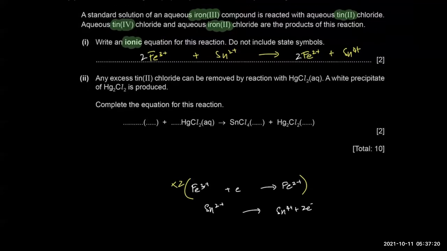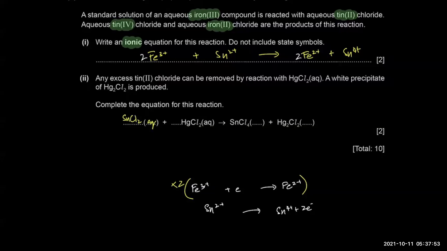All right. Any excess tin 2 chloride can be removed by the reaction with HgCl2. A white precipitate of Hg2Cl2 is produced. Complete the equation for this reaction. Okay. So tin 2 chloride का state symbol क्या होगा? ये हमें पता है SnCl2. tin 2 chloride का क्या state symbol है यहाँ पर? It's aqueous, right? It's given in the question.